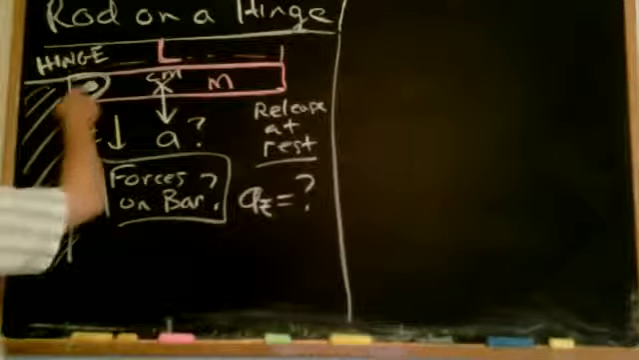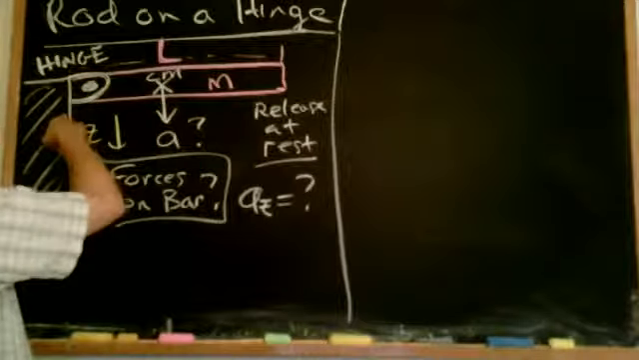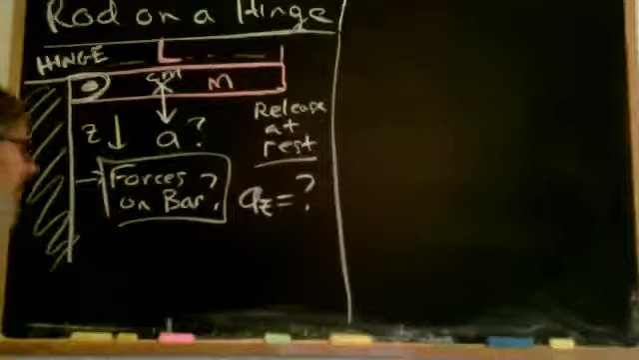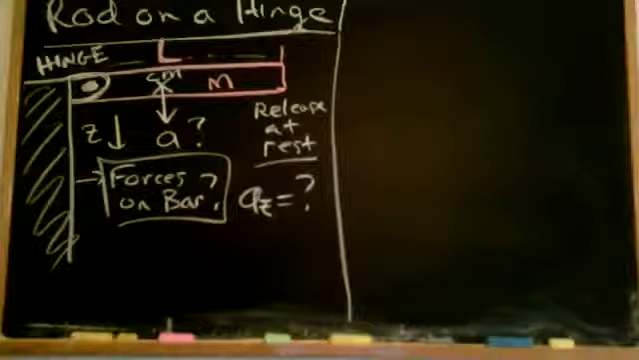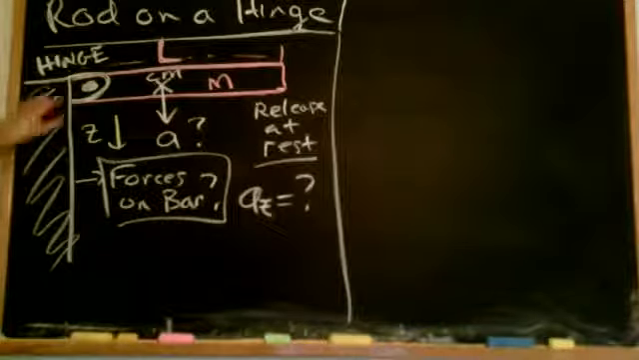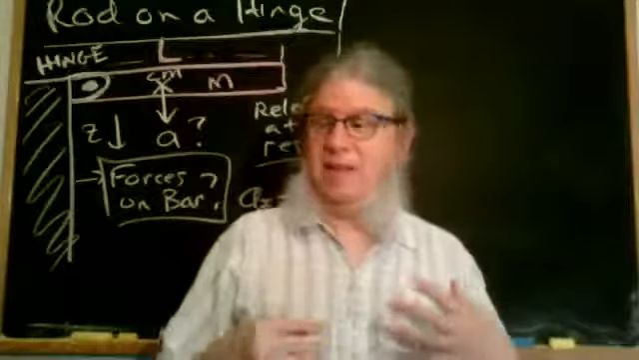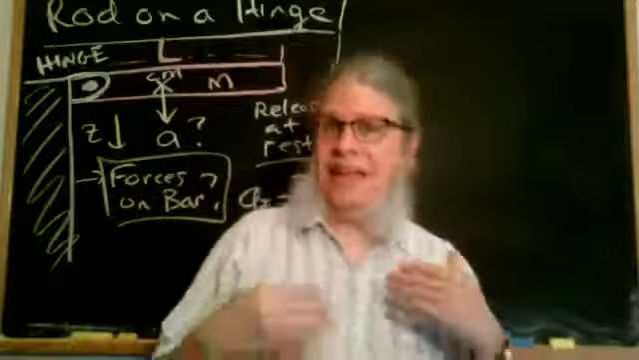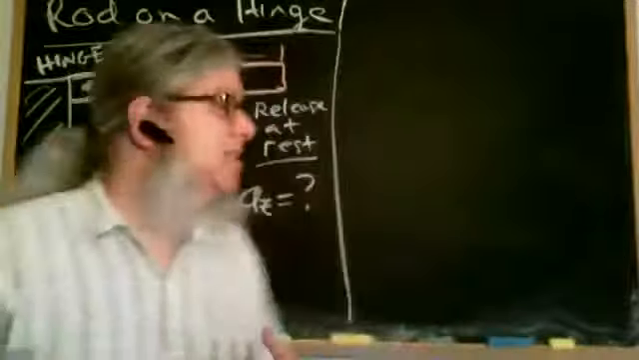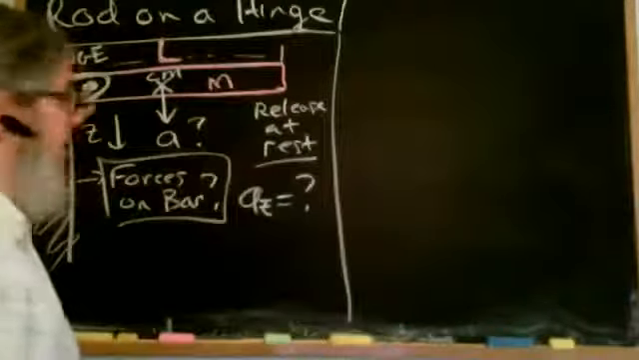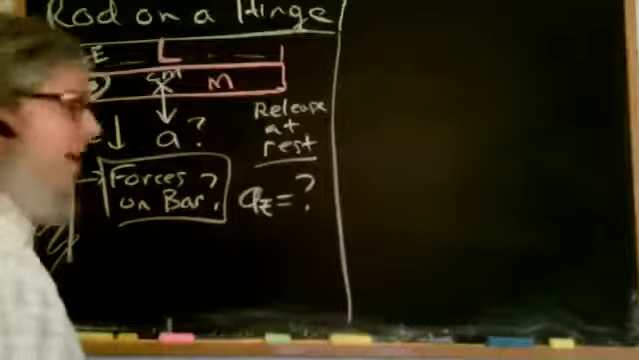And then the bar is attached to the wall by this hinge. We don't know how to contend with that hinge force yet. It's important to realize that a hinge will do whatever it needs to do to keep this end of the rod in place, which is to say that it will pull on the rod to keep it in place, but it will also push.